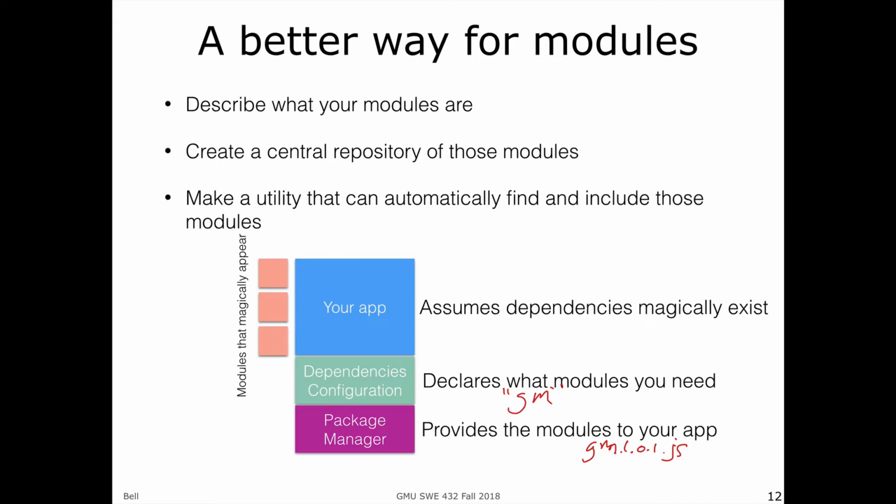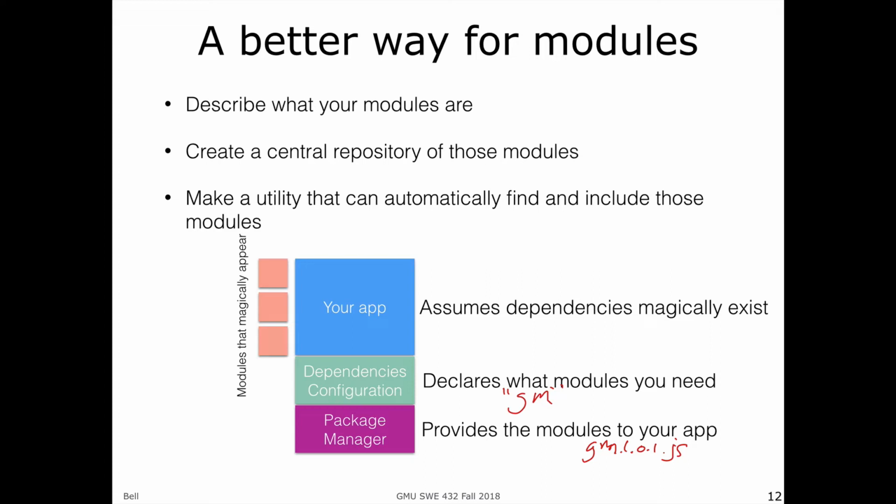So now all of a sudden, when we put this all together, I've got my app that just assumes that these dependencies are going to be there. I've got this configuration that says, hey, I need this GM thing. I've got this package manager that says, hey, oh, I see, you need GM. I'm going to get you this file. So now we're going to end up having all of these modules that seemingly magically appear as part of our application.